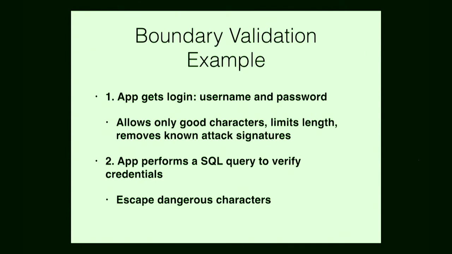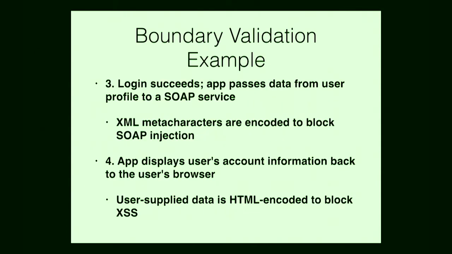Here's boundary validation. Like I said, the app gets the login. It limits things like length and bad characters. Then it performs a SQL query. And the SQL step, even though it came from your own server, should be blocking out dangerous characters. The login succeeds, so it goes to a SOAP service to look up like your profile and your account number and balance and stuff. And again, you have to check for this because that's using XML over SOAP, and that has a different series of dangerous characters.